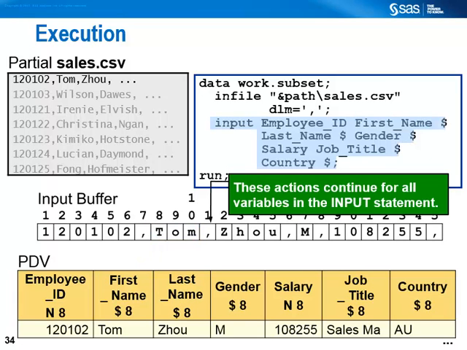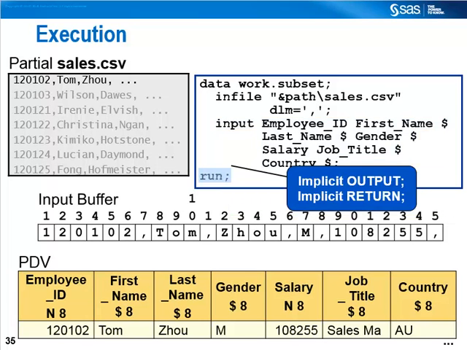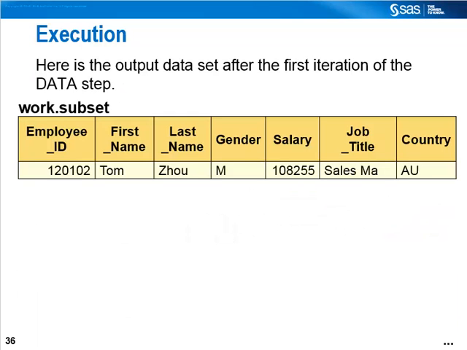SAS continues reading from non-delimiter to delimiter, writing values to the next variable in the input statement until all the variables have been assigned values. Then it writes an observation to the new dataset using the data in the program data vector. At this point in the execution, this is what we have in the output dataset.